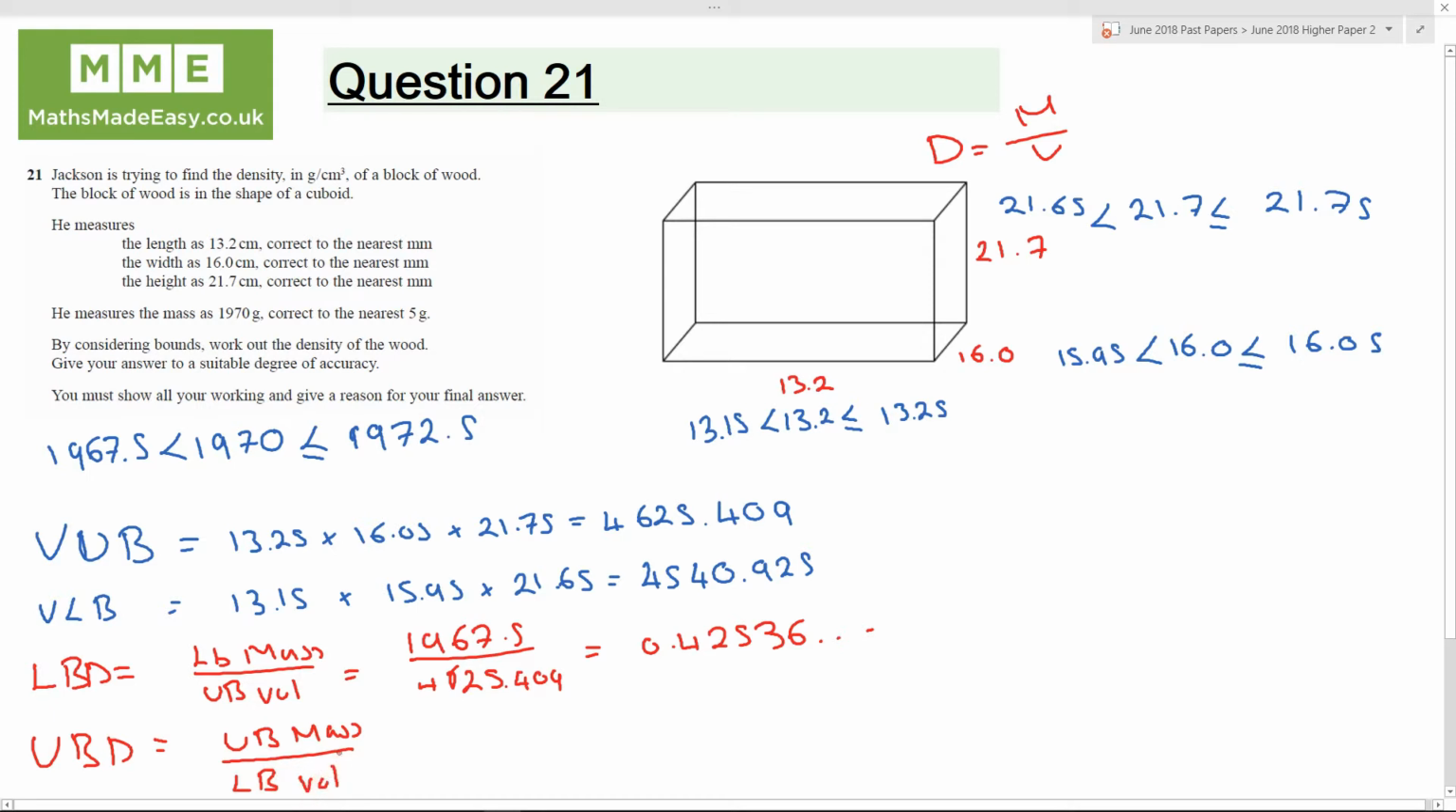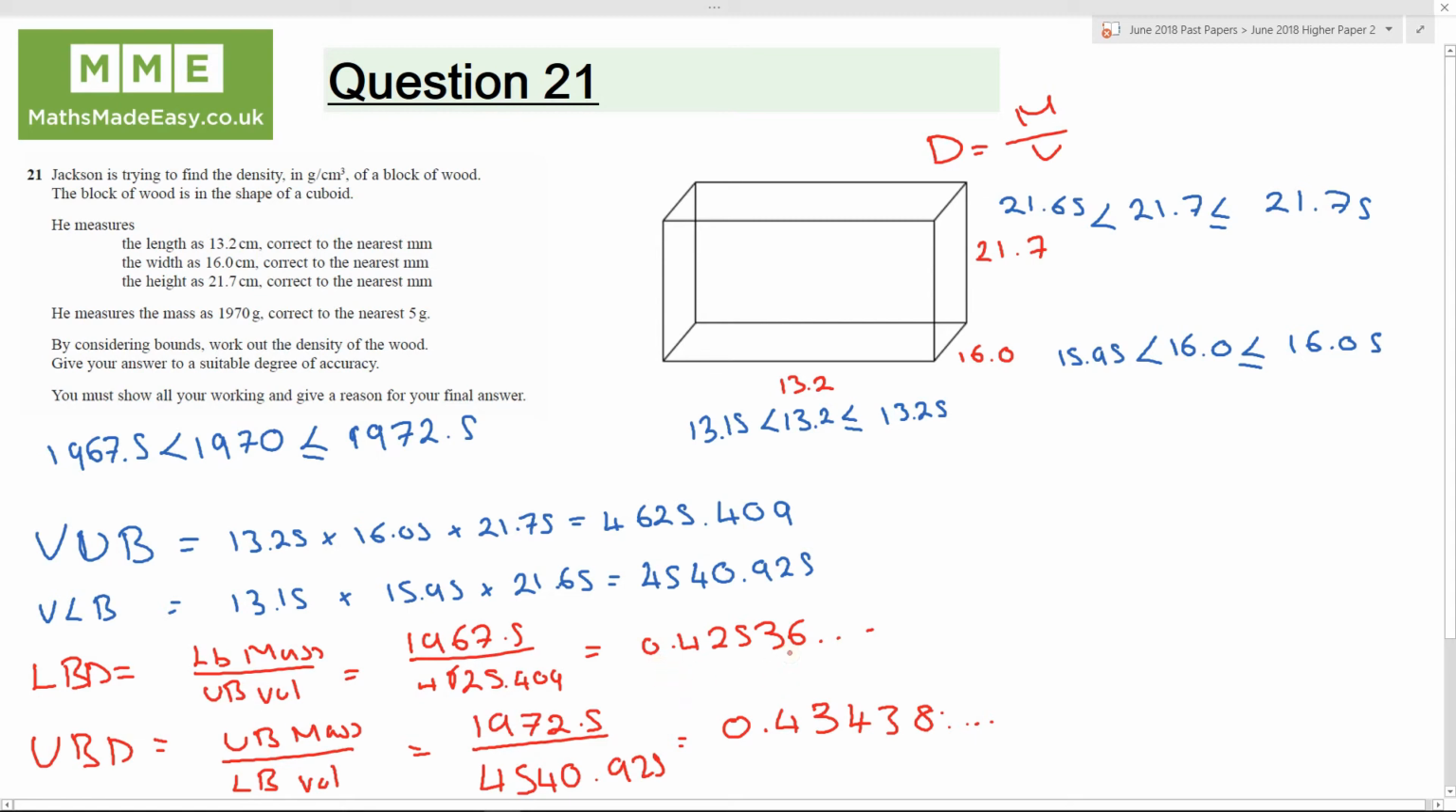So now the upper bound of density will be the upper bound for mass over the lower bound for volume. So that would be 1,972.5 over the lower bound for volume, which would be 4,540.925, which in our calculator works out to be 0.43438 and so on.